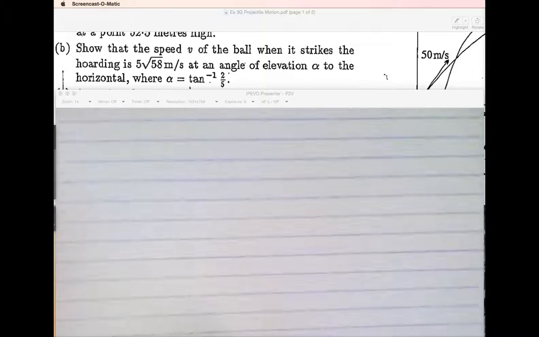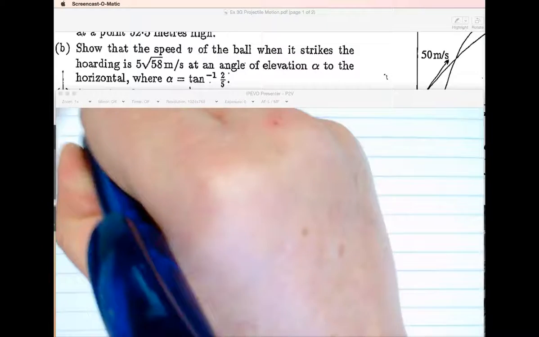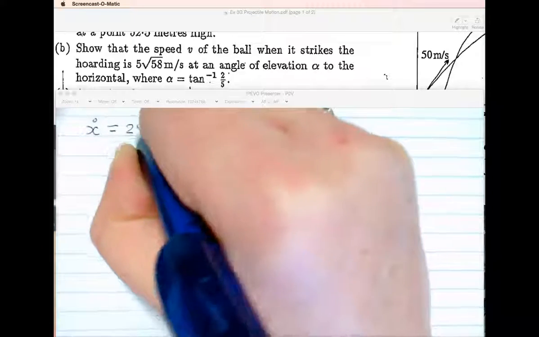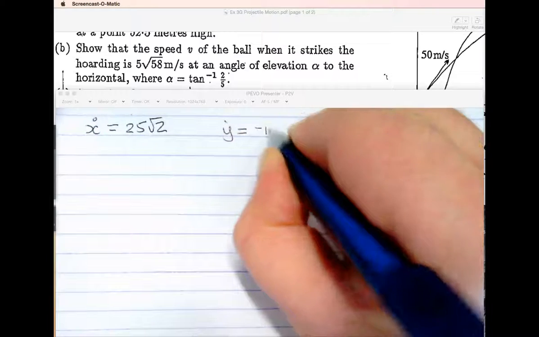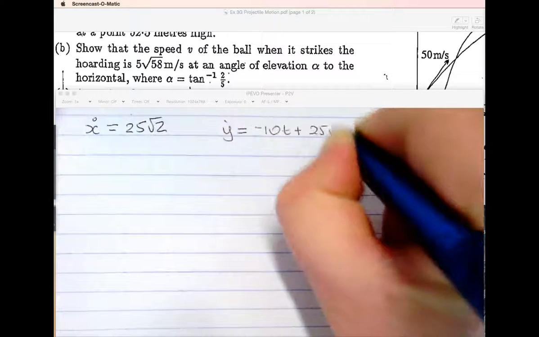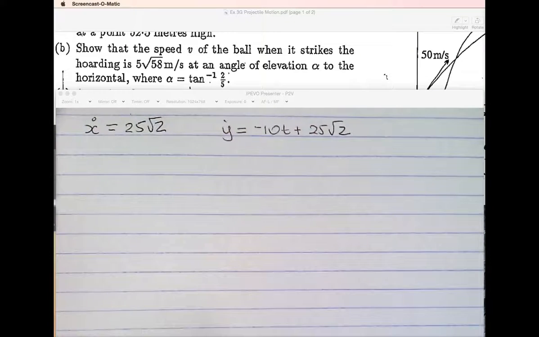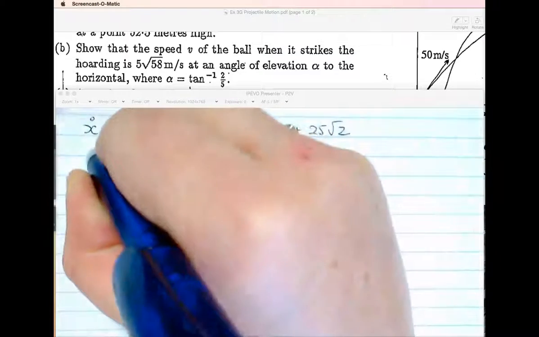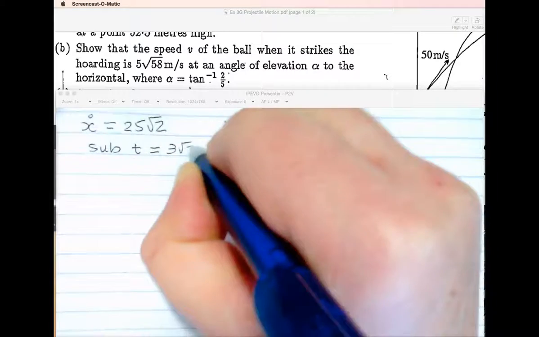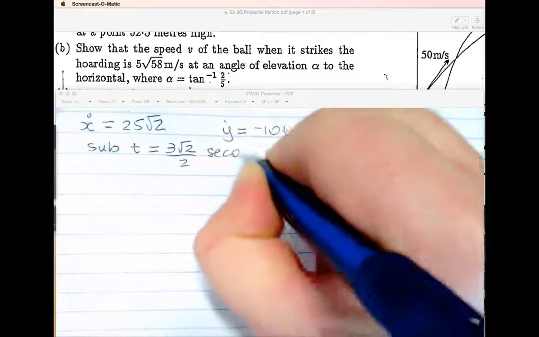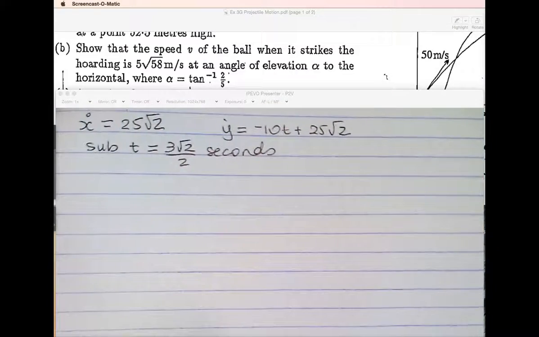So I'm just going to rewrite my velocity equations. We've got x dot equals 25 root 2. We've got y dot equals -10t plus 25 root 2. And we need it at a particular time when the ball strikes the boarding. Now we know the time when the ball strikes the boarding. So we sub t equals 3 root 2 on 2 seconds. And then we're going to draw our triangle.